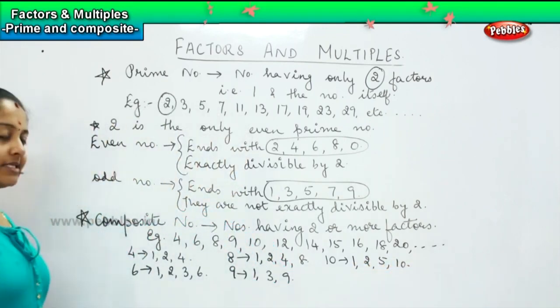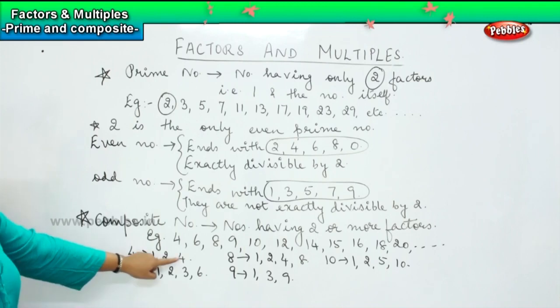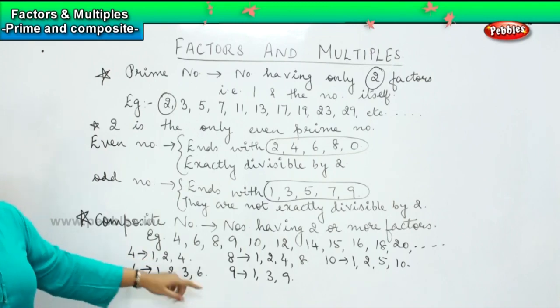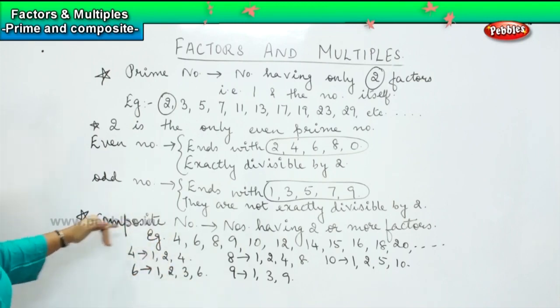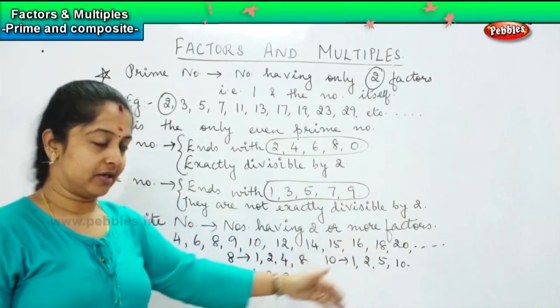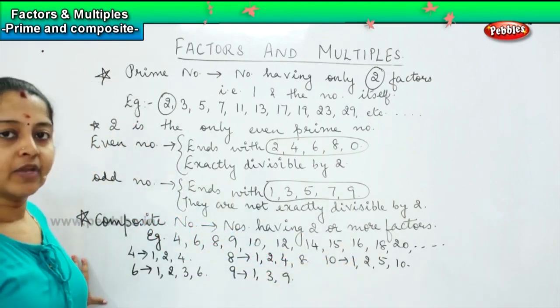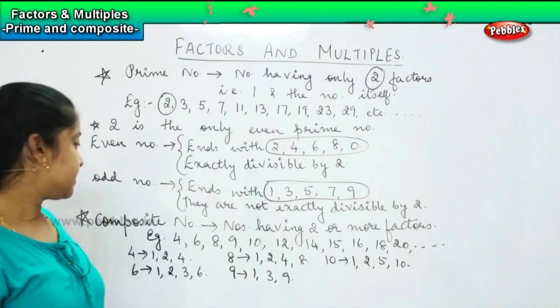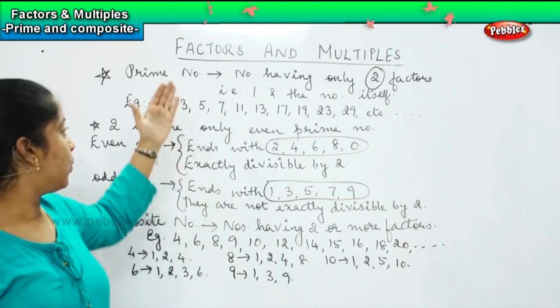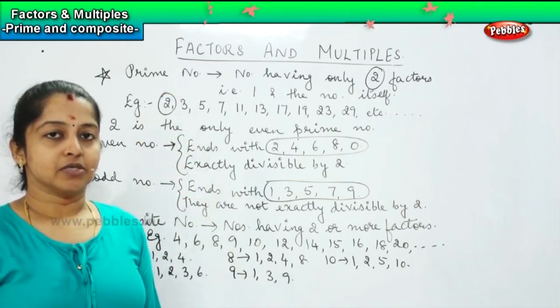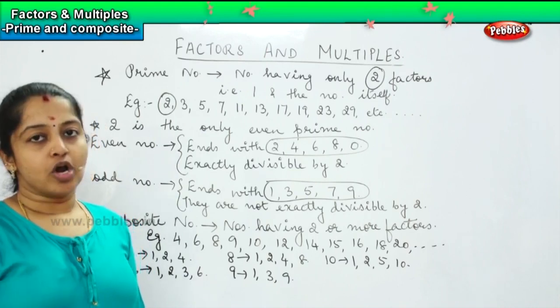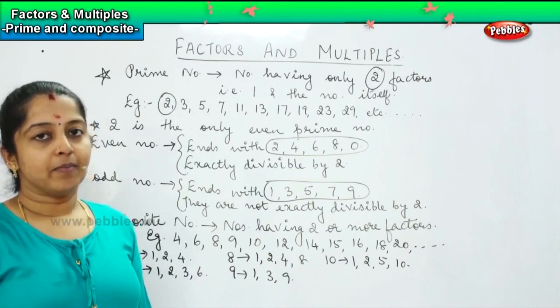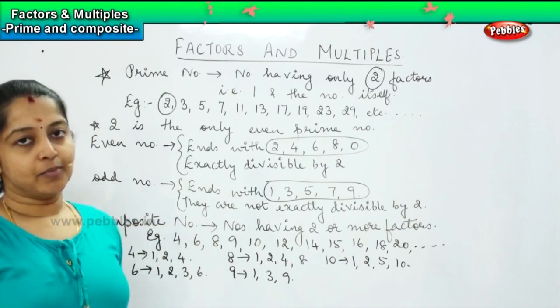So in all the cases, children, if you see, the number of factors is more than 2. It is 2 or more. So whenever a number has 2 or more factors, they are called as my composite numbers. So always composite numbers are more when compared to the prime numbers. So here we learn two concepts. The one is the prime number, the other one is the composite number.